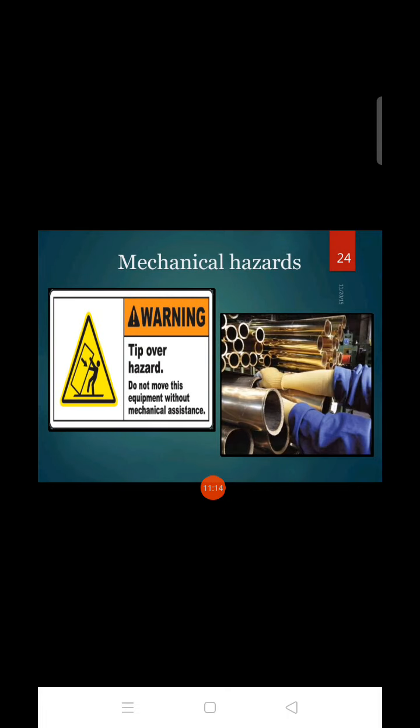What are mechanical hazards? Mechanical hazard: warning, tip-over hazard, do not move this equipment without mechanical assistance. This comes under the mechanical hazard.